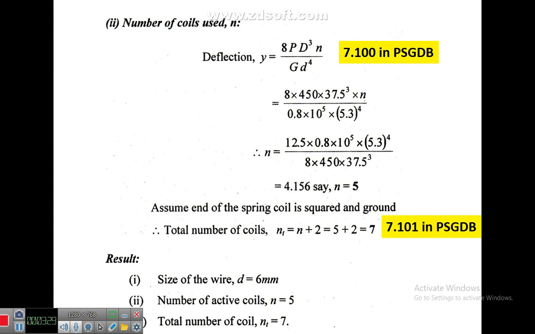And coming to the end condition of the spring coil, here we consider squared and ground end. So from the table on page 7.101 in the PSG data book, the total number of coils, that is nt, equal to n plus 2. This is the formula taken from page number 7.101. So substitute the n value here, that is going to be 5 plus 2. So you finally attain the total number of coils as 7.